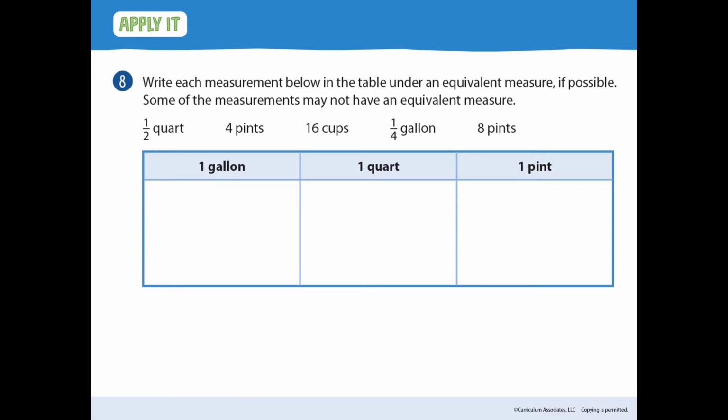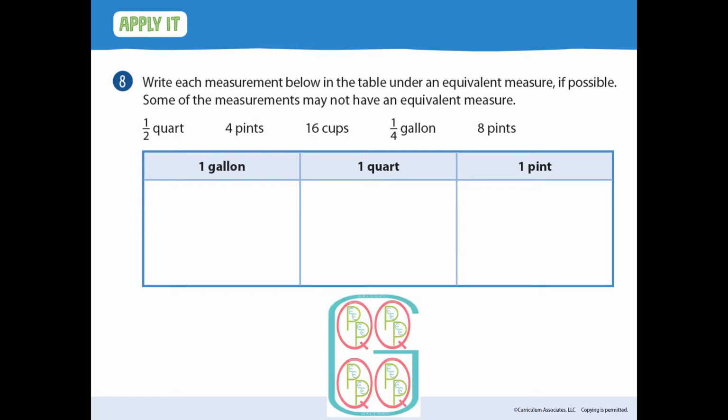All right, number 8. Write each measurement below in the table under an equivalent measure if possible. Some of the measurements may not have an equivalent measure. So in order to help me, I'm actually going to put a graphic up here on the screen. This is what I call the gallon man. So the G is the gallon, and the Q's are quarts. There are 4 quarts in the gallon, and each quart has 2 pints, and each pint has 2 cups. So this is going to help me figure out which ones are equivalent.